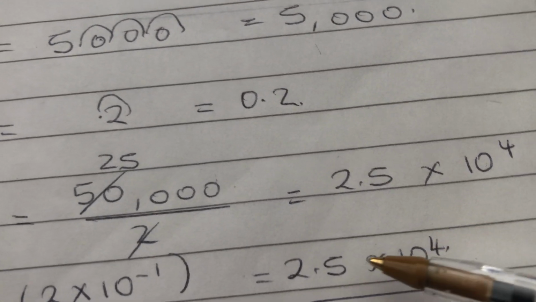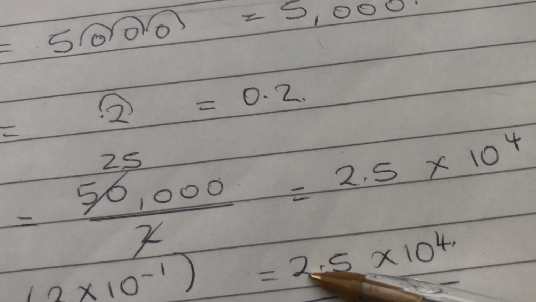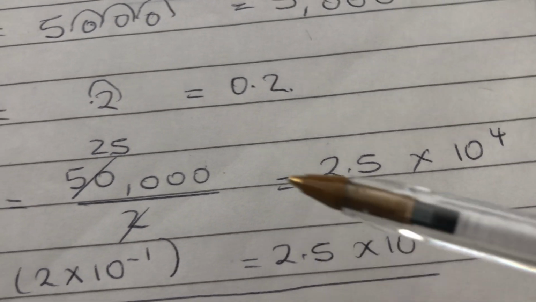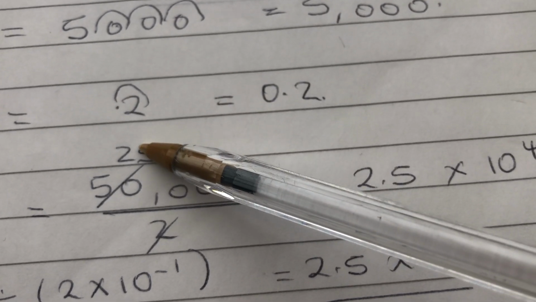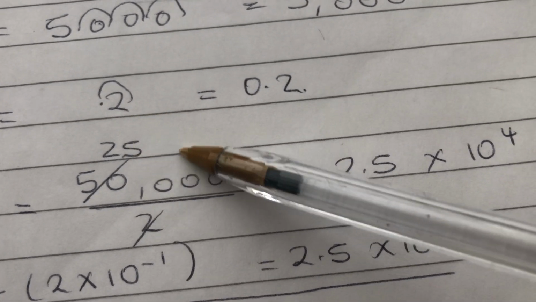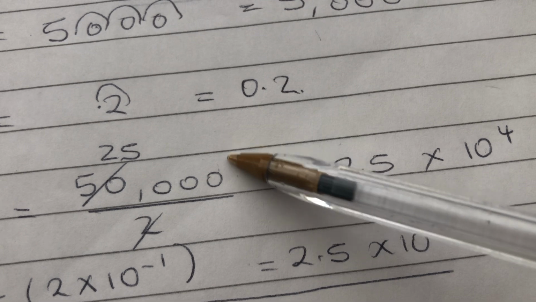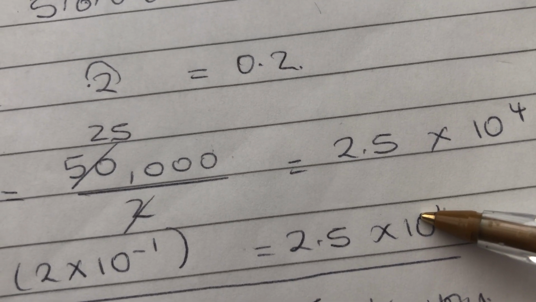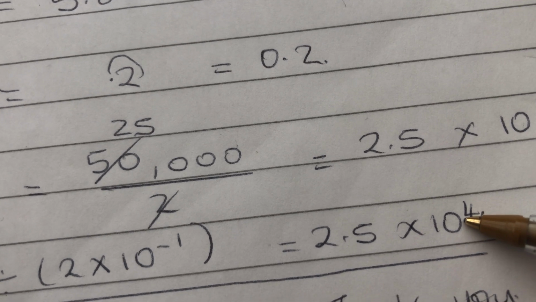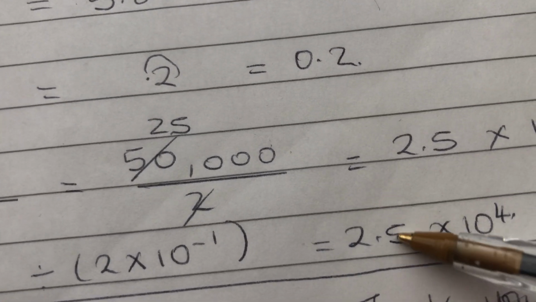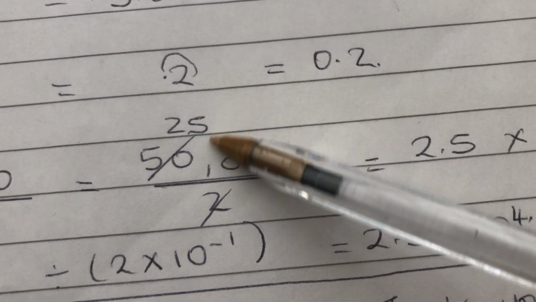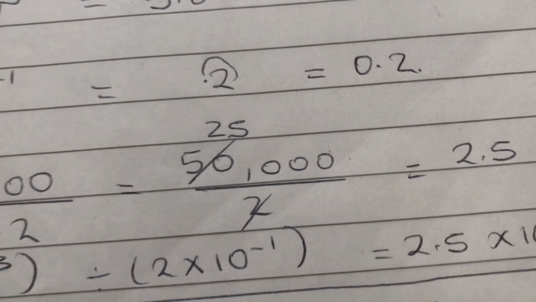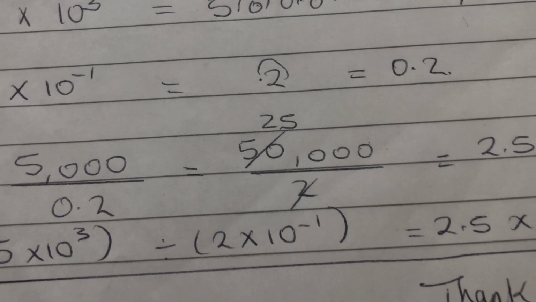25,000 in the standard form will become 2.5, and then 1, 2, 3, 4, so 10 to the power 4. If we write 10 to the power negative 4, it will be a smaller number, but we want 25,000, so it will be a positive power.